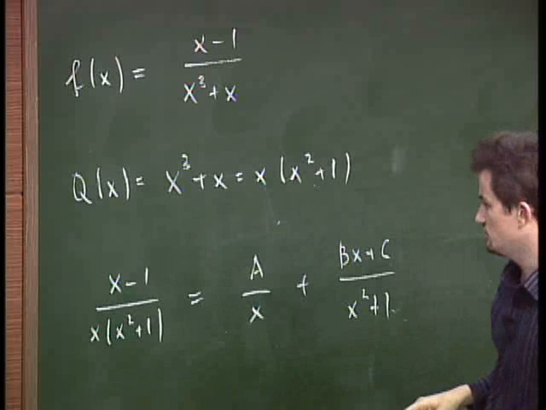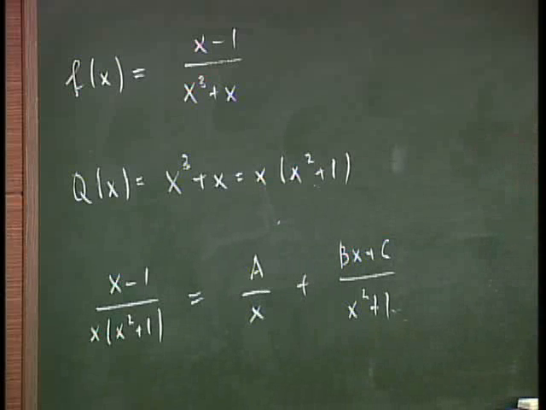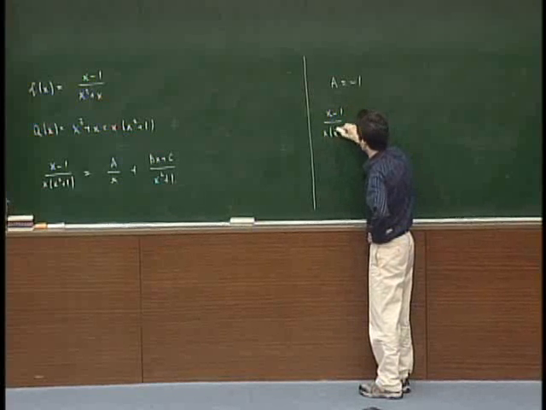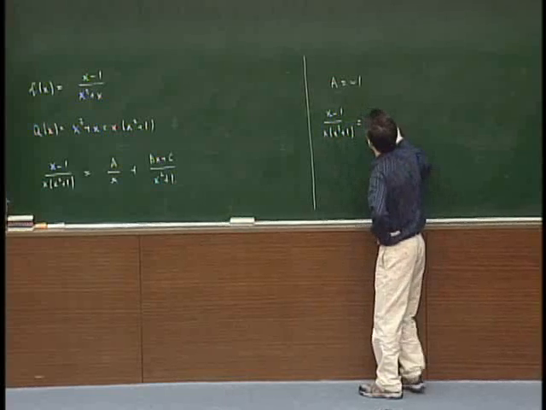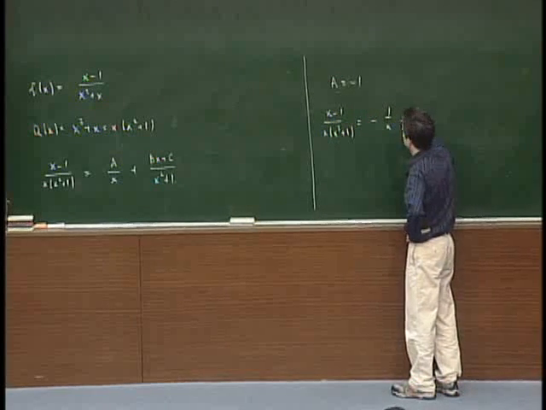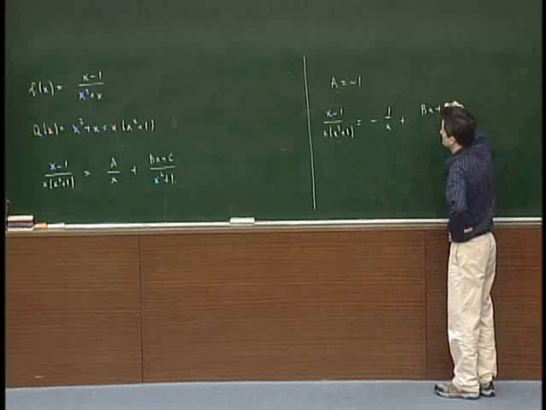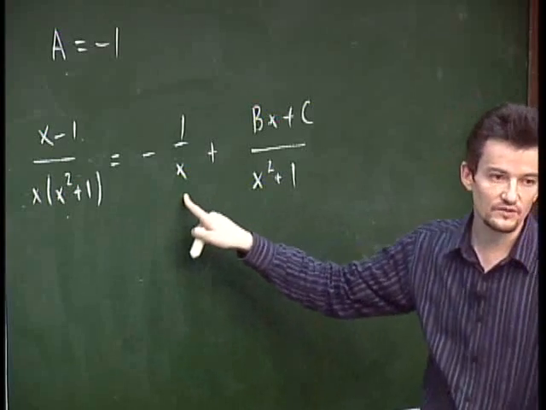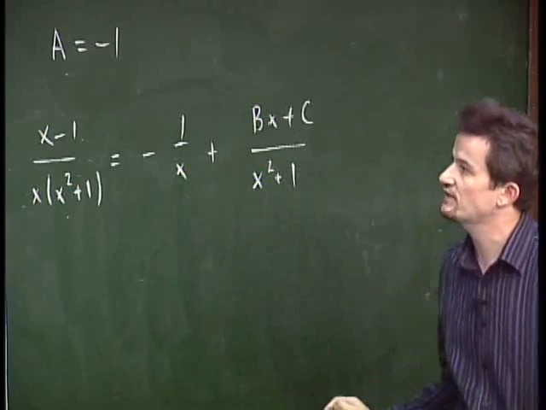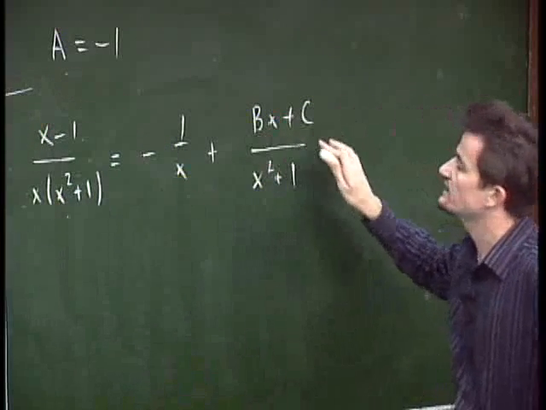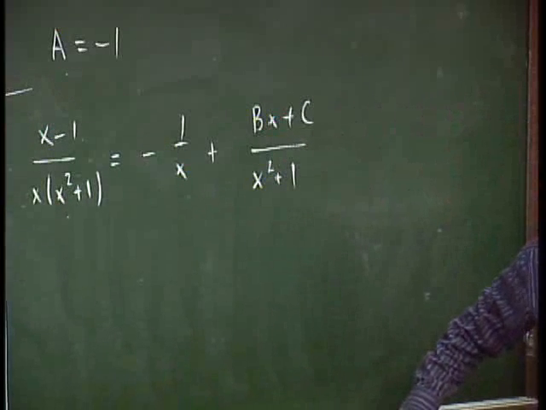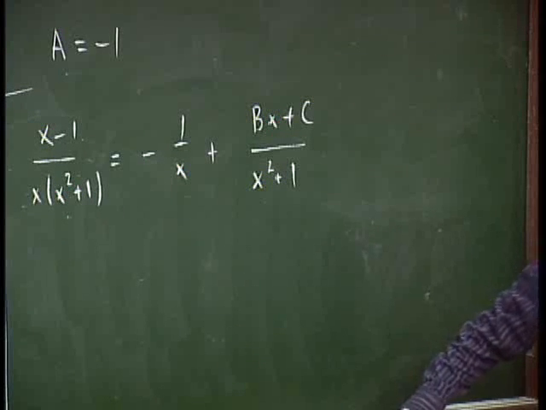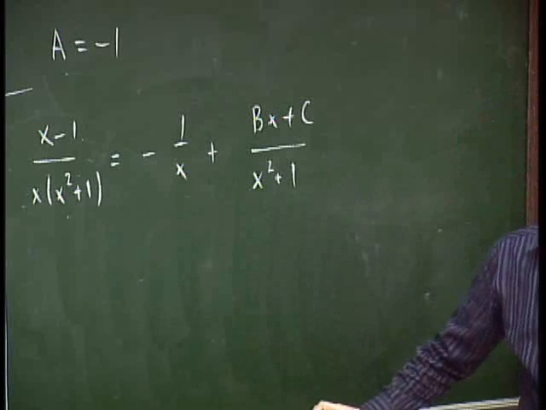Okay, so a is equal to minus 1. So we know already that (x minus 1) over (x squared plus 1) is equal to minus 1 over x plus (bx plus c) over (x squared plus 1). Once you know this, you have several ways to find b and c. You can plug in other values for x and get two equations in two unknowns b and c and solve this system of linear equations, or you multiply everything with x times (x squared plus 1) and compare coefficients.